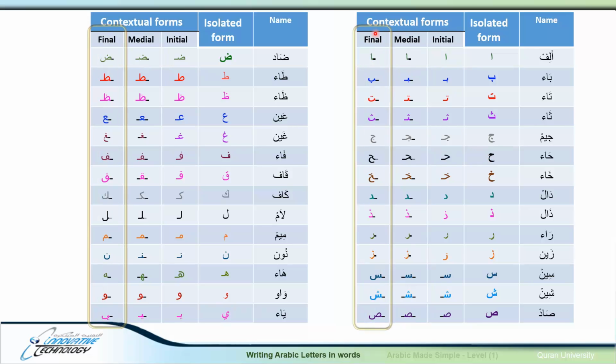For the final, again, there is a different shape. So there is actually a shape for the letter in the initial, different from the medial, different from the final. Actually, it's not significantly different. It's a minor difference. And we will, through this chapter, go through each letter and understand how to write it in all three contextual forms: how to write it at the beginning, in the middle, and at the end of the word.